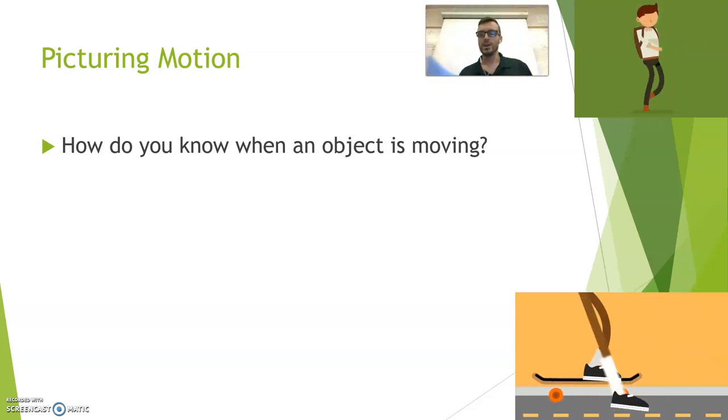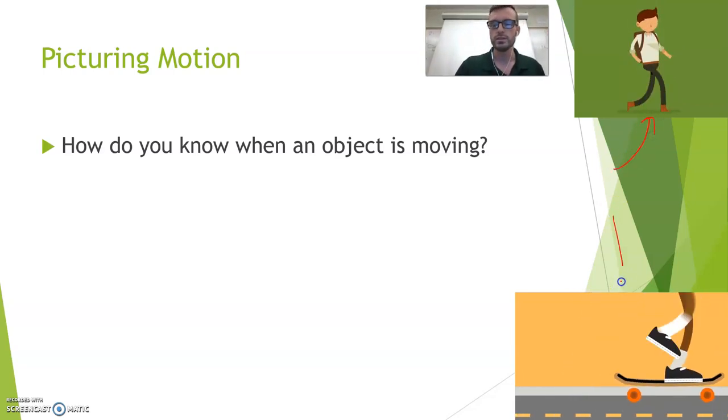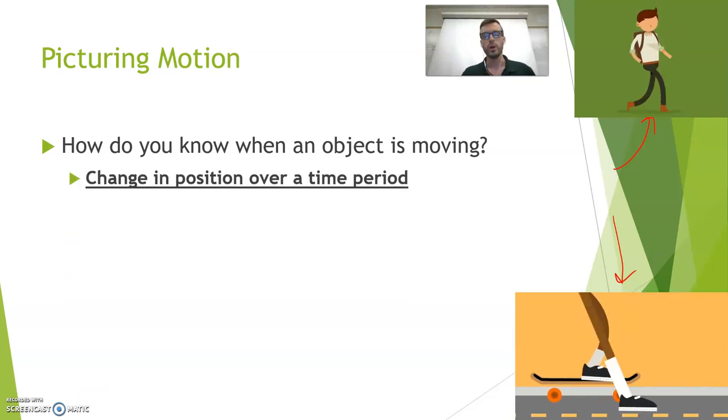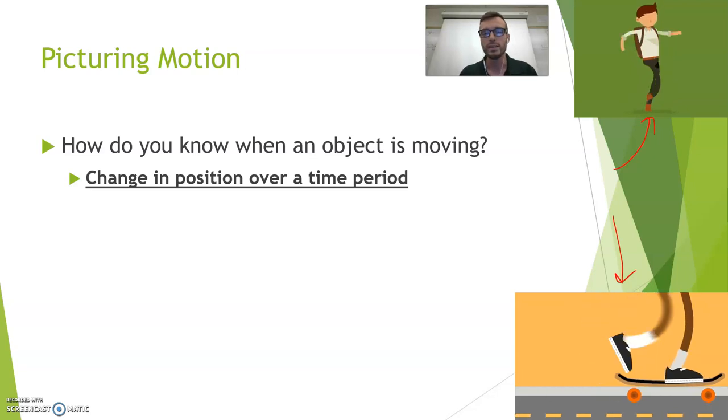out these things. We are going to talk about things that move. So this guy looks like he's moving, and this skateboarder looks like they're moving. But how do you know if an object is moving? Well, we define motion in physics as a change in position over a time period.